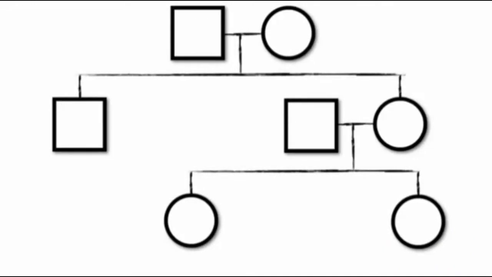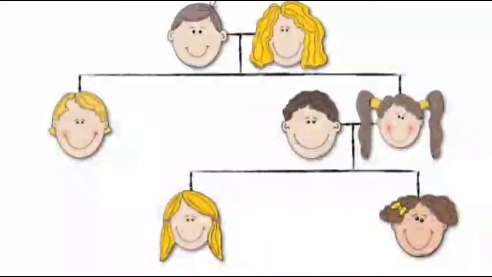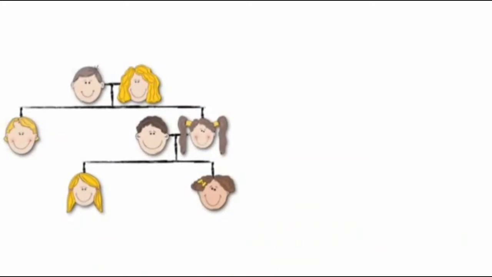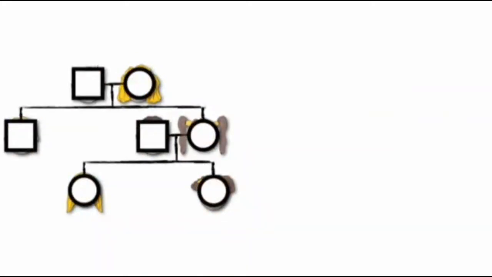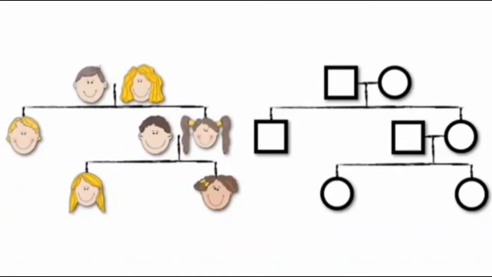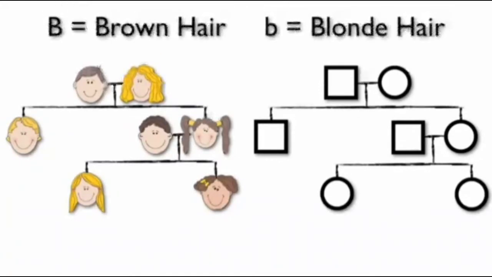This is an example of a pedigree chart. Scientists will then use this information to track the passing on of traits. In our family, we'll look at the passing on of the blonde-haired trait. Here's our family tree next to a pedigree. Together we can work to fill this out. The trait that we're looking at is the trait of brown hair. Brown hair is dominant to blonde hair.